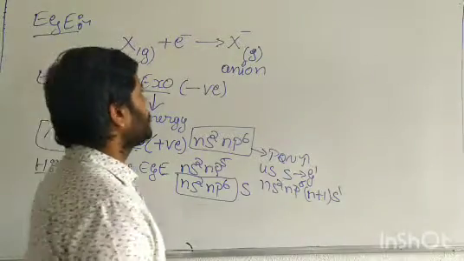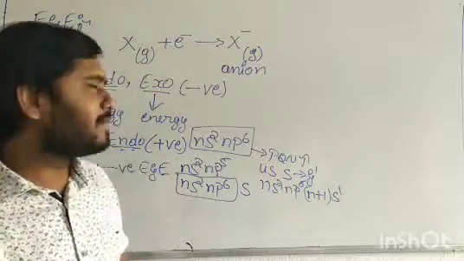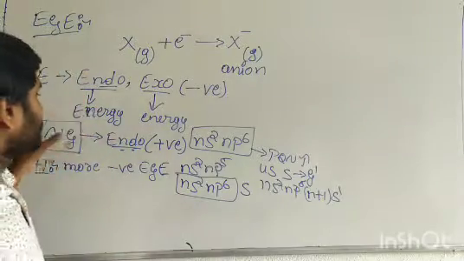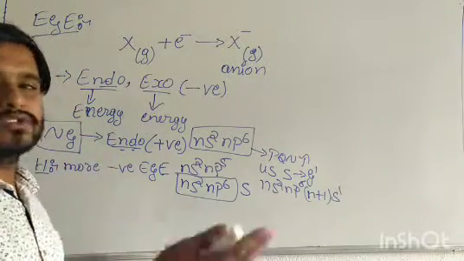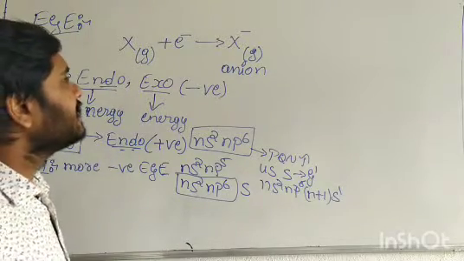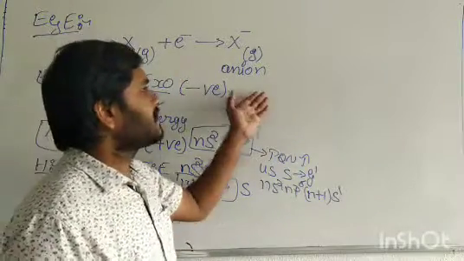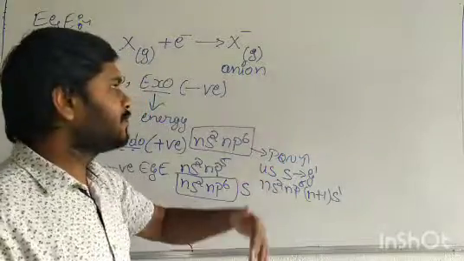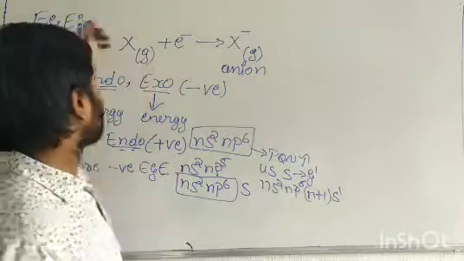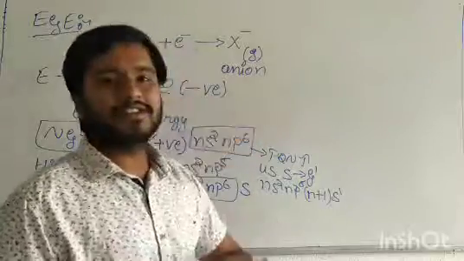Okay, for electron gain enthalpy, you already know that it is the amount of energy liberated when an electron is added to a neutral gaseous atom. In the case of noble gases, we have to supply energy to add an extra electron. Here again, the trends are discussed according to the periodic table. That means electron gain enthalpy increases along the period and decreases down the group.